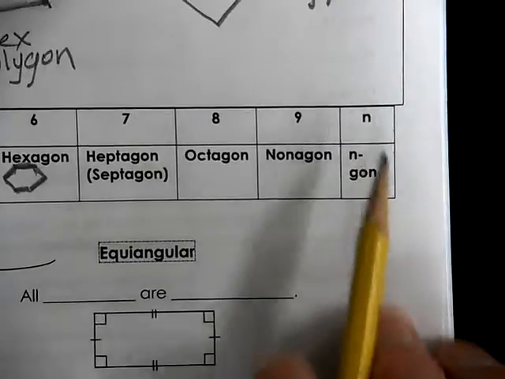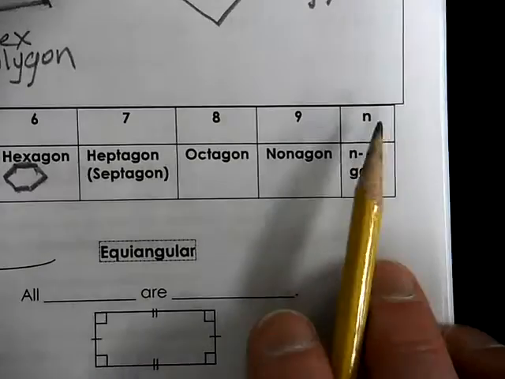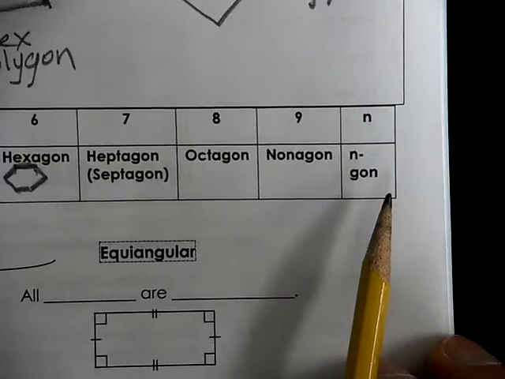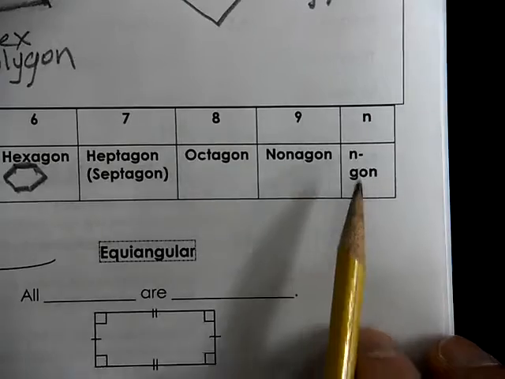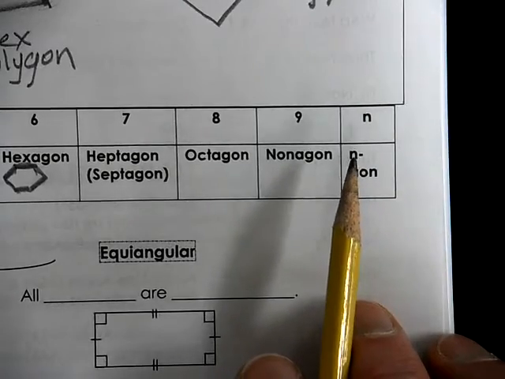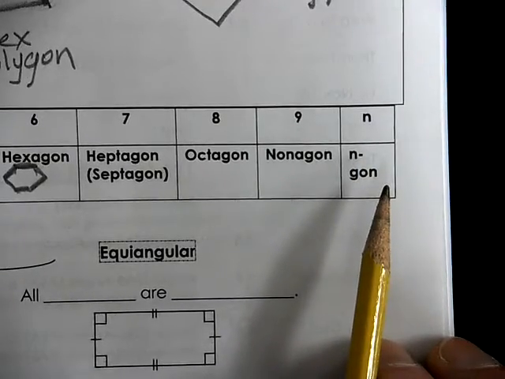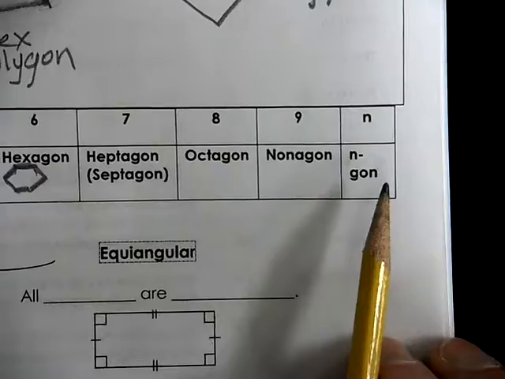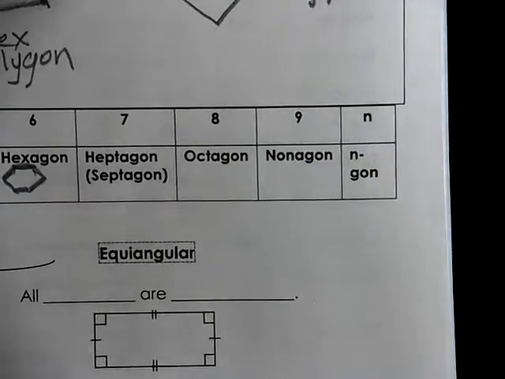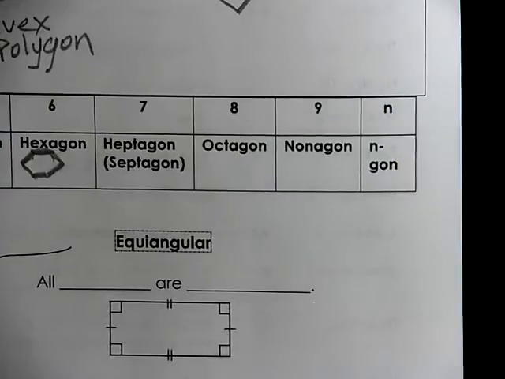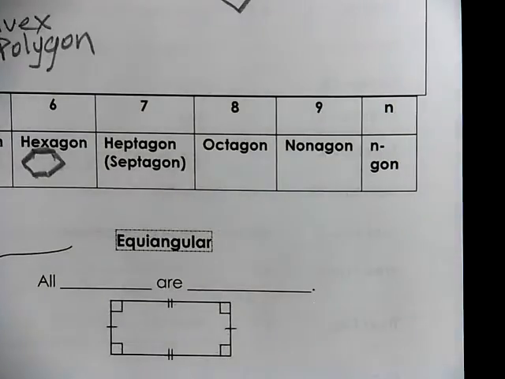Everything besides that, we can just call an n-gon. N-gon for a number of sides. So sometimes you might hear it say a 14-gon. That's implying that it has 14 sides. Or a 22-gon, that it has 22 sides. An n-gon refers to any size polygon.